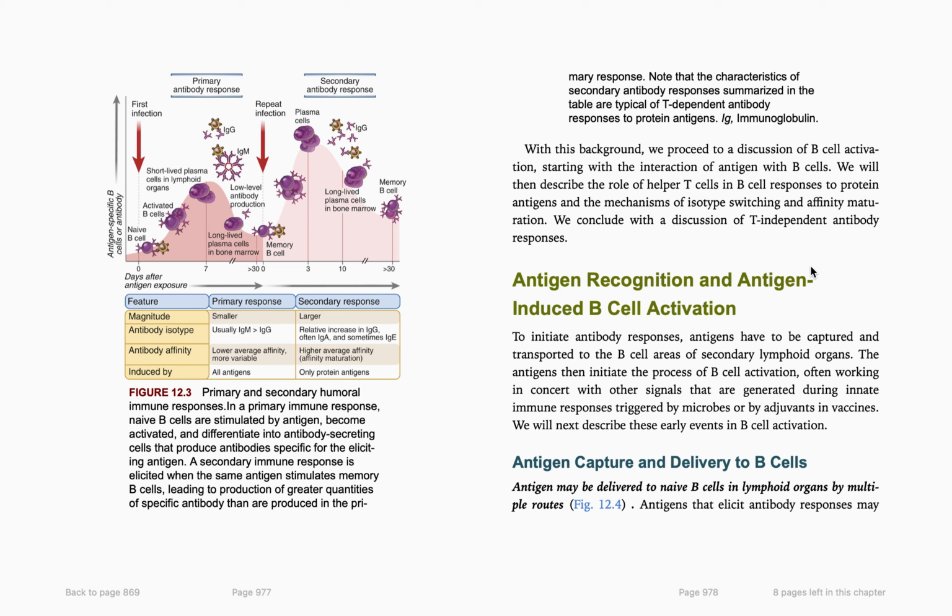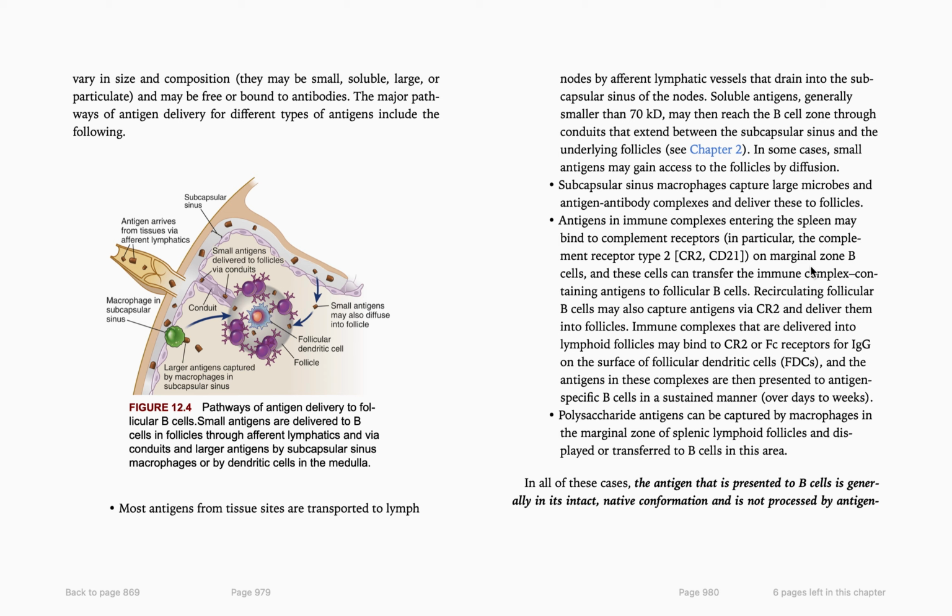Antigen may be delivered to naive B cells in lymphoid organs by multiple routes. Antigens that elicit antibody responses may vary in size and composition. They may be small and soluble, larger, or particulate, and may be free or bound to antibodies. The major pathways of antigen delivery for different types of antigen include the following. From the diagram here, you will see that most antigen from tissue sites is transported to lymph nodes by afferent lymphatic vessels that drain into the subcapsular sinus of the nodes.